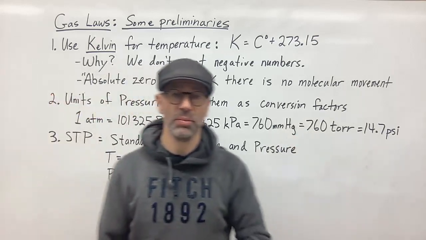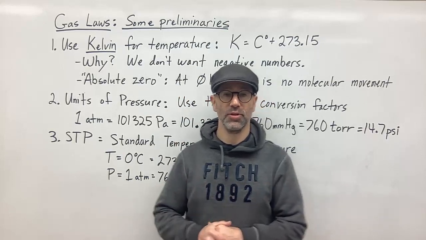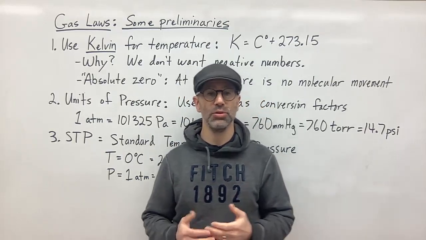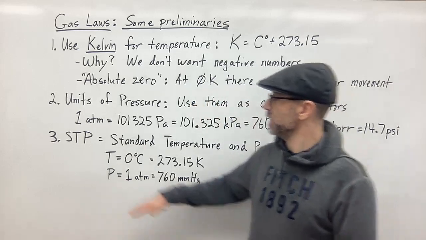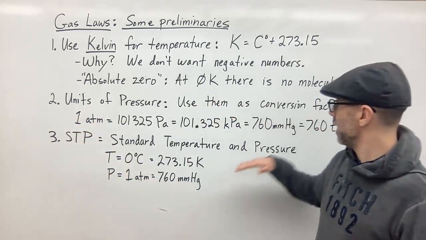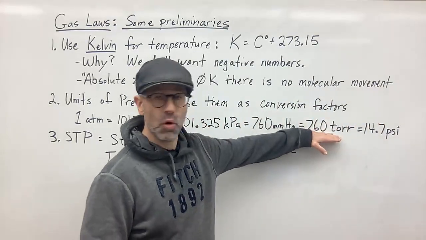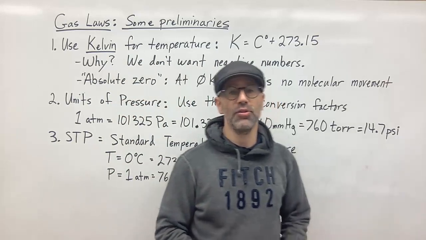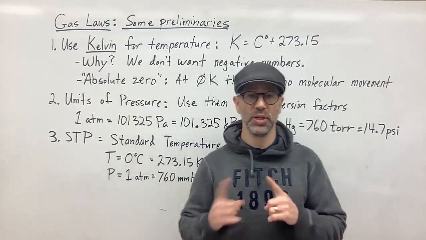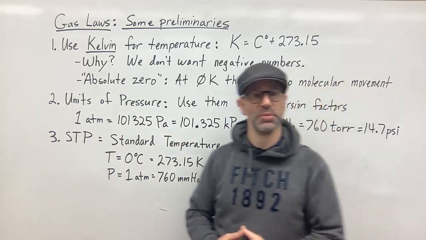You want to be able to convert between them because they're fairly commonly used. Probably the most commonly used are atmosphere and millimeters of mercury, and torr is also commonly used, but the others are used as well. So you're going to want to know how to convert between them, and you want to memorize these relationships.